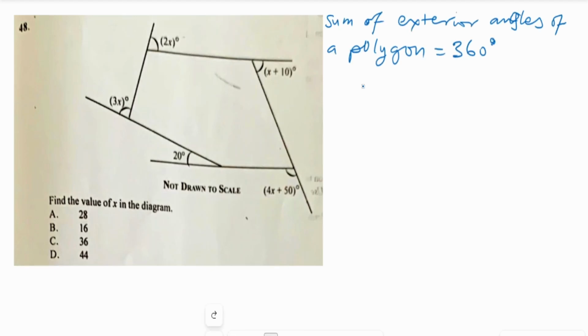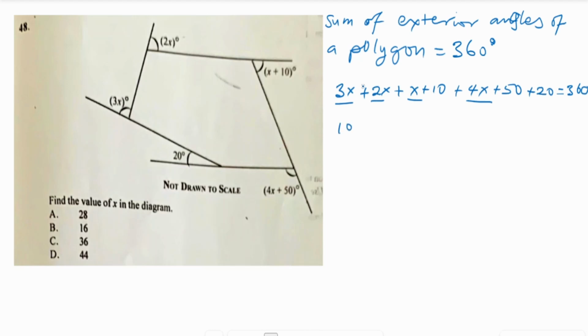Great. That means though we don't know what the value of x is, but when we add 1, 2, 3, 4, and 5, it should be equal to 360. So that is what we are going to do. We'll set that up. Good. Now let's put like terms together. So 3x plus 2x is 5x plus x is 6x plus 4x is 10x.